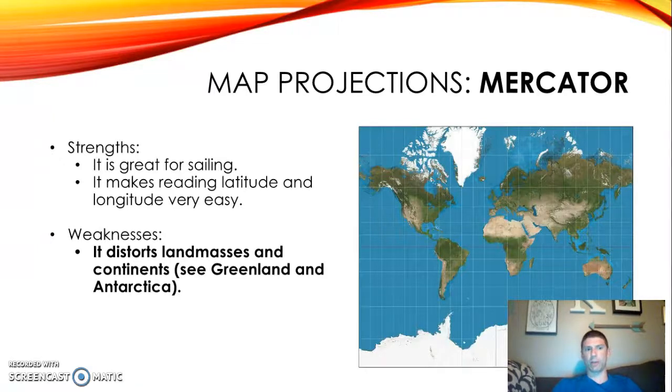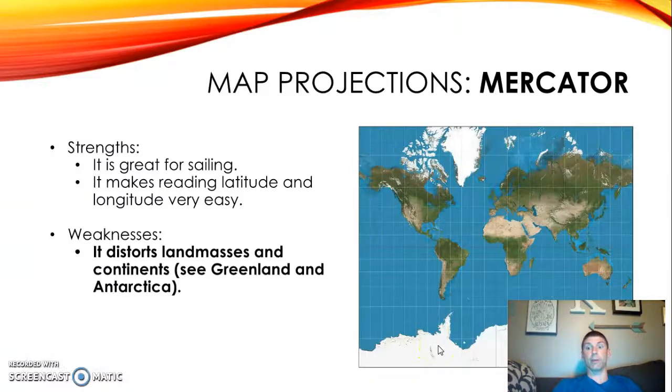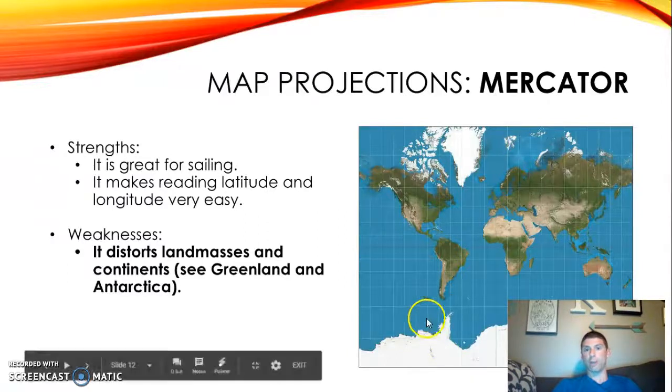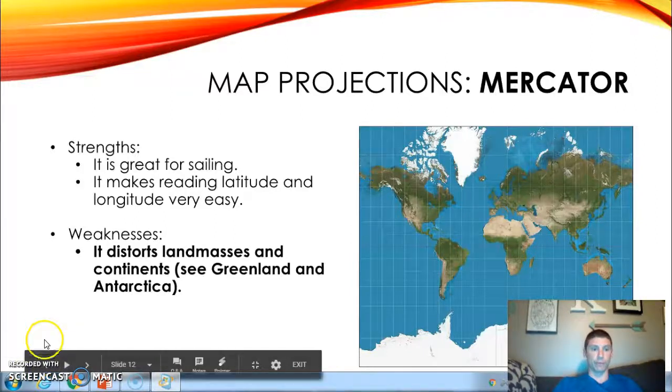This is what the Mercator map looks like. You can see, especially up here, it distorts Greenland. Look at Antarctica. It is huge. This is probably the biggest problem with this map. It looks like you could put half the continents inside of Antarctica. Antarctica is large, but it's not that big. It really distorts those things at the poles more than anything else.